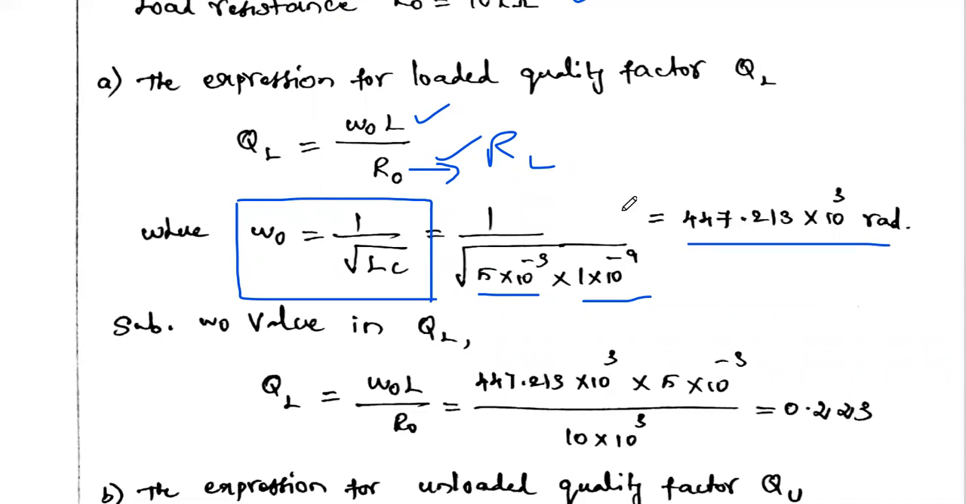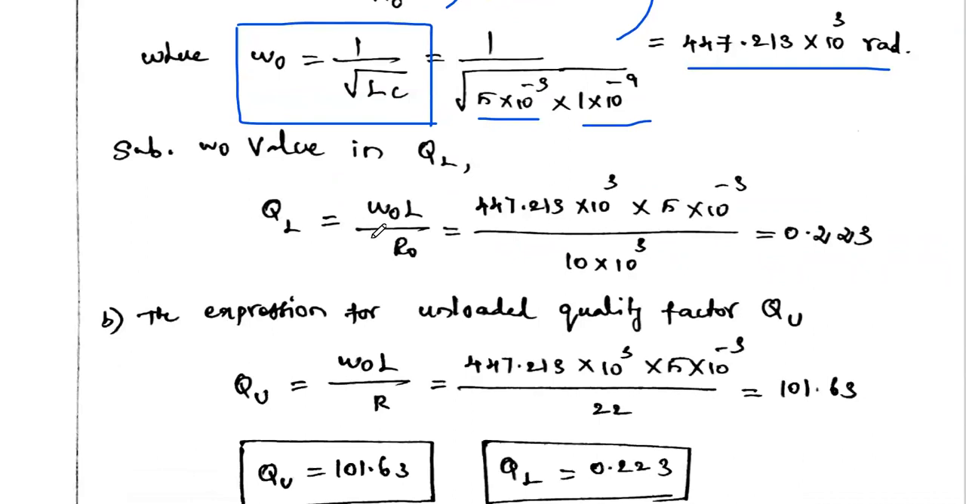Okay, then this omega naught value, you just substitute in loaded quality factor. So the loaded quality factor is equal to omega naught L by R naught. So if you are substituting all these values, we will get the answer is 0.223. This is the loaded quality factor.